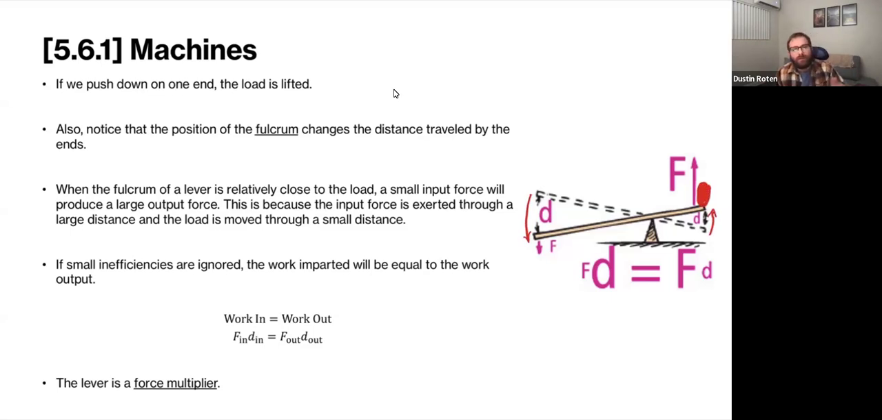Now, you'll notice that the fulcrum, which is this thing here, the thing that the lever is teetering on, changes the distance traveled by the ends. So on one side, on the left side, we have a very long lever arm.